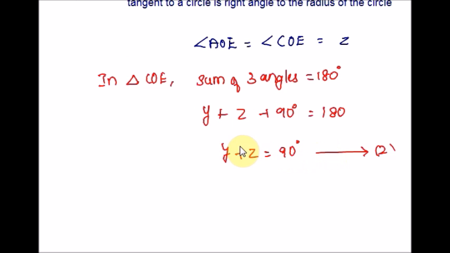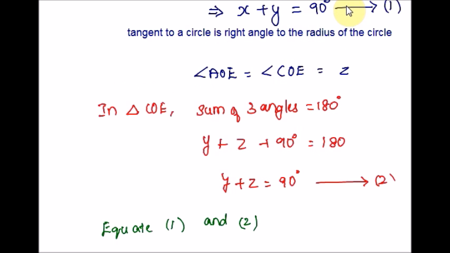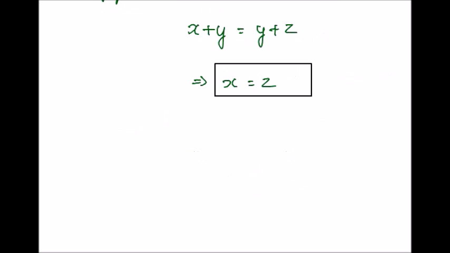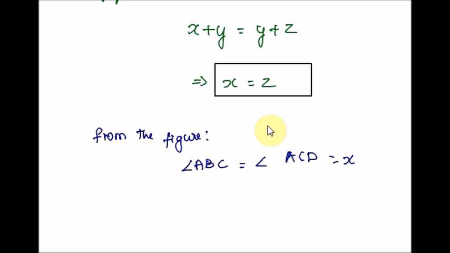So equating equation 1 and 2, I'm equating them because the right hand side of both the equations is 90 degrees. So I can equate the left hand sides of the equations. We can just cancel out the common factor. If you subtract Y from both sides, you'll be getting X is equal to Z. And from the figure, we can see that angle ABC will be equal to ACD, which is nothing but angle X. Therefore, angle AOC will be equal to 2Z.